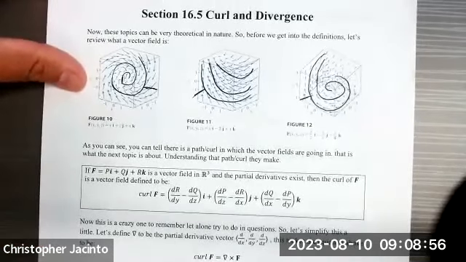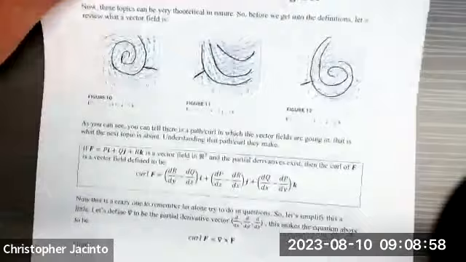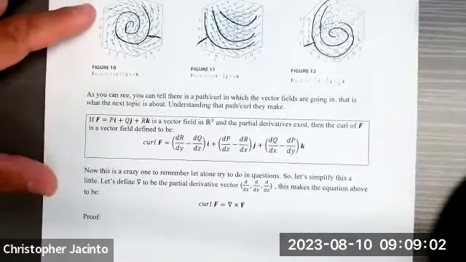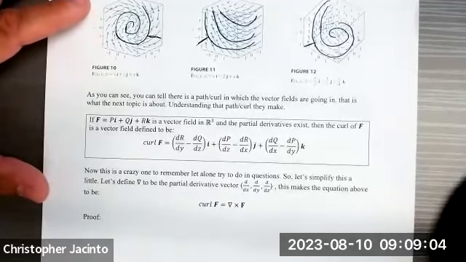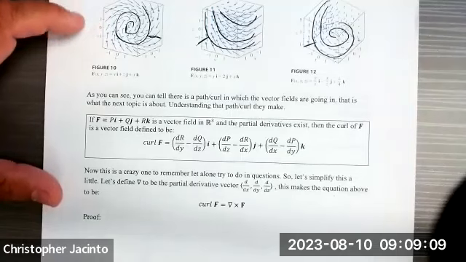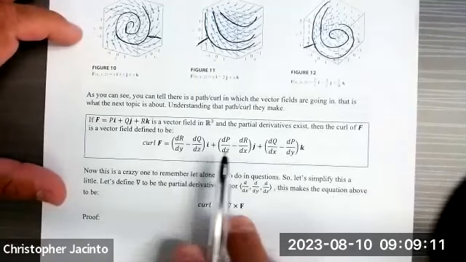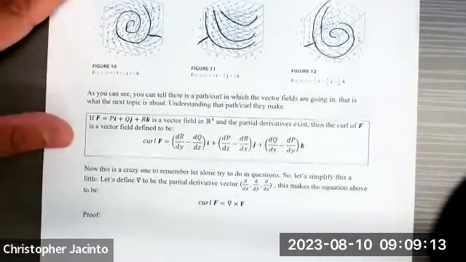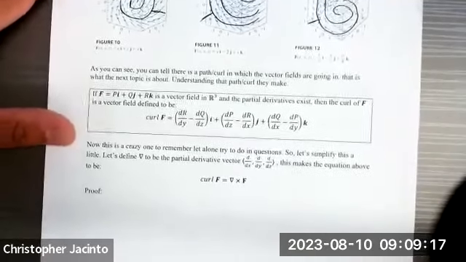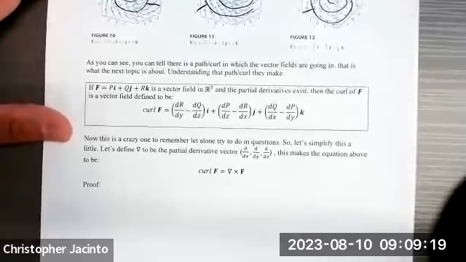The curl is pretty straightforward to find, which is nice. It's something we've already done. Let F be a vector field in R3, and the partial derivatives exist. Therefore, the curl of F, or the curl of the vector field, is defined by this. Now, you may think that's pretty hard to memorize, or just to understand.